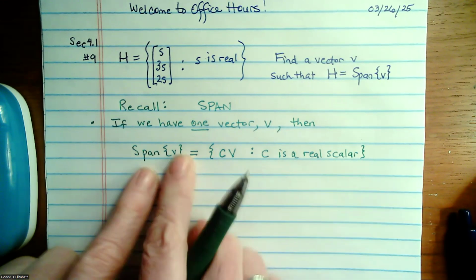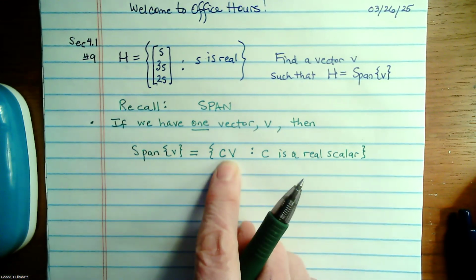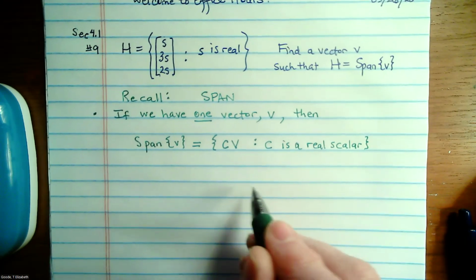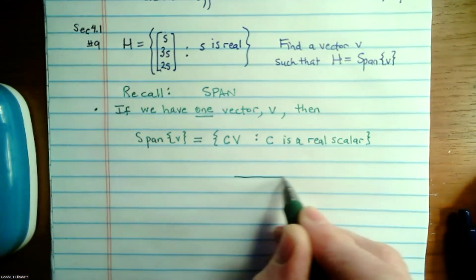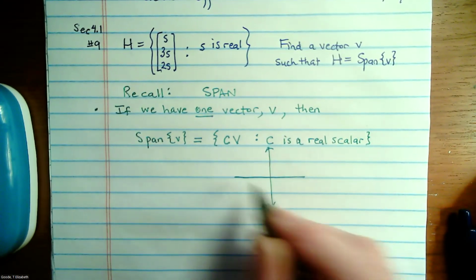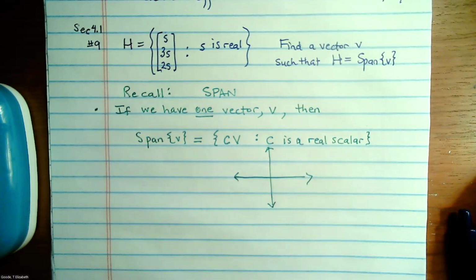Okay. So if you have one single vector V, its span is basically the whole line that V lives on. Shall we draw a picture? Okay. Yeah, part of being able to quote unquote do problems is to understand the language.